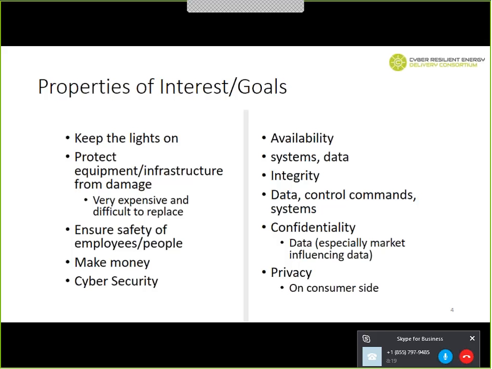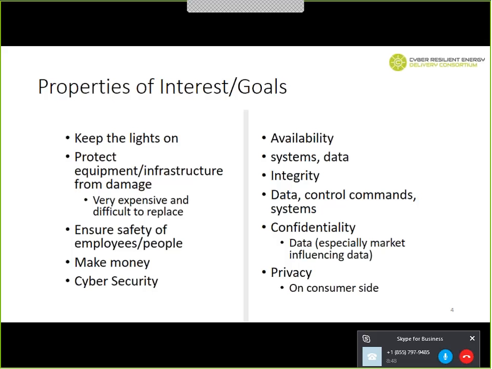We have to ensure safety. Safety is paramount in industrial control systems, even more so in oil and gas, but in electric, safety is a mantra. Keep people safe. Don't kill people. That's bad. People dying is bad, right? We also have to make money as a company. The industrial control system entities are a business, and they have to stay a business, which means making money.